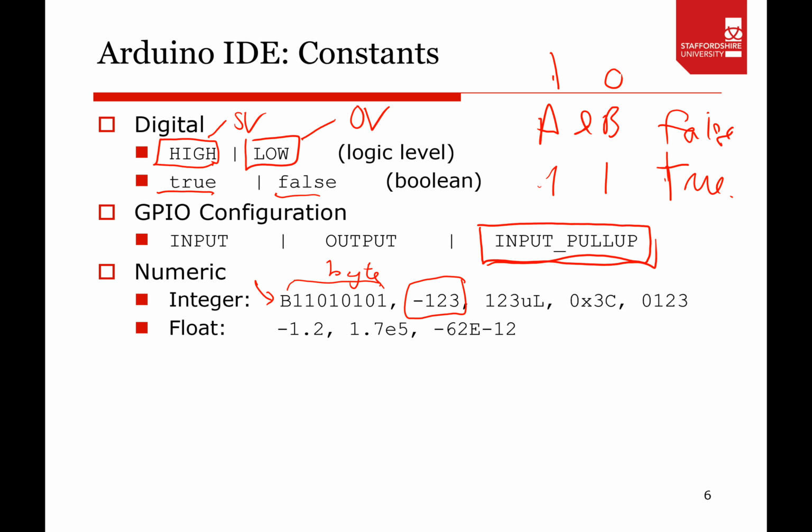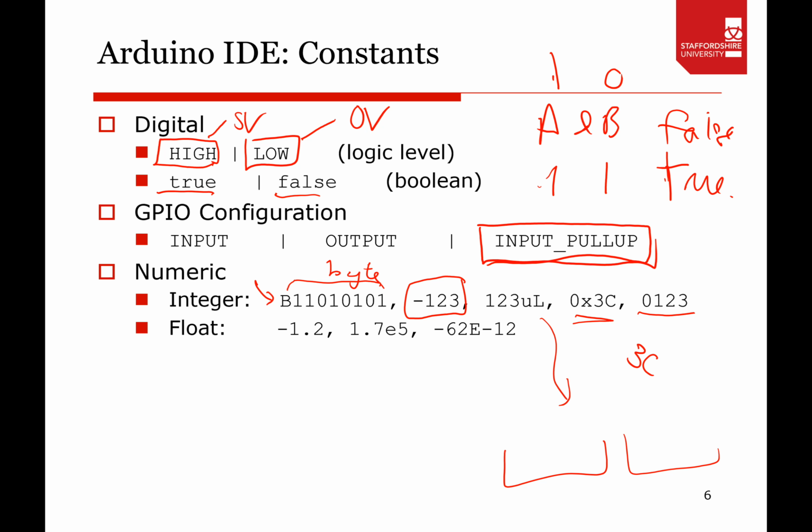Signed integer, because it's minus. We can have an unsigned long. So this would be 2 bytes long. This is hexadecimal, 3C in hex, and here we have an octal 0, 1, 2, 3. So whole numbers can be in different number formats.